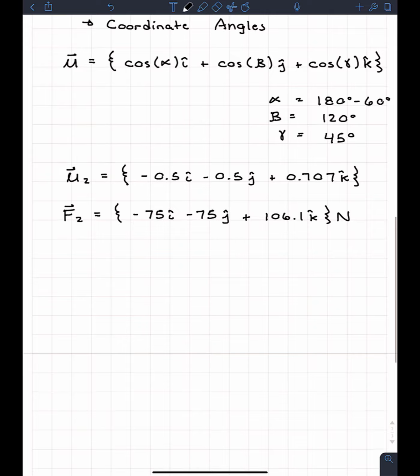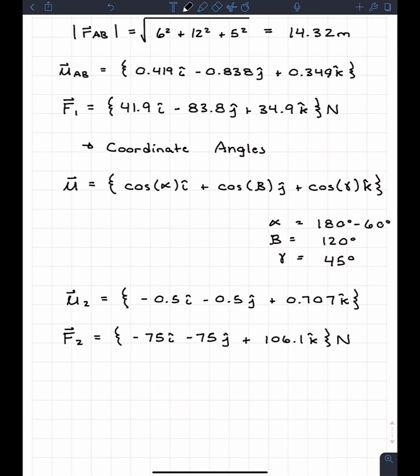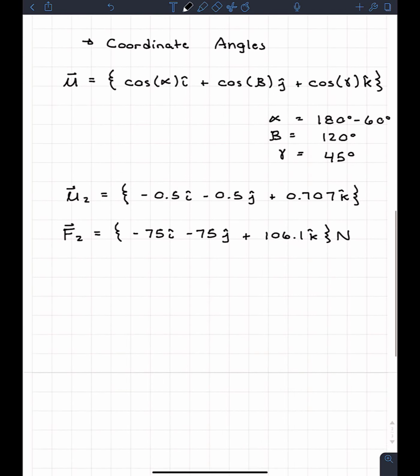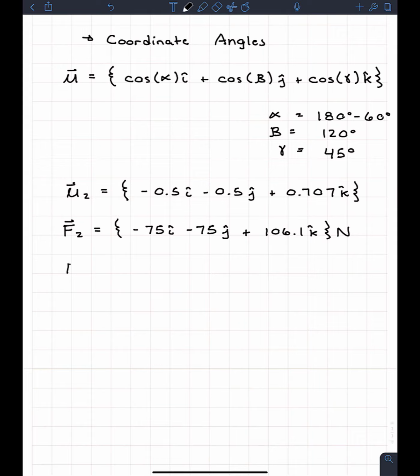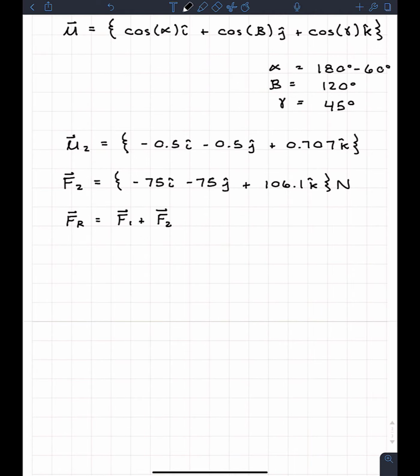All right, so this is the hard part of the question, finding those 2 forces in Cartesian vector notation. Because once we have them, we can say that the resultant force is just going to be F1 plus F2. So if I take those 2 forces, I can find that FR is equal to, and then brackets, I'm just going to add the components of each one.